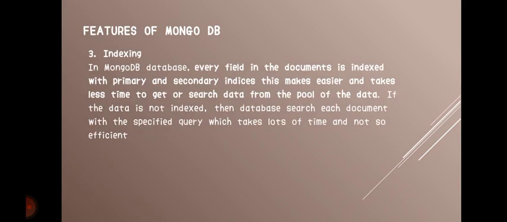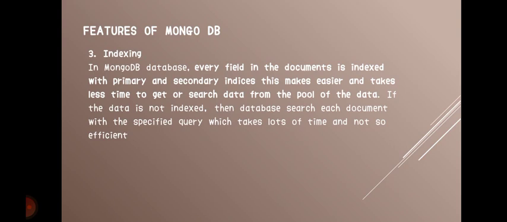Next, indexing. In MongoDB, fields in a document can be indexed with primary or secondary indices. It makes it easier and takes less time to get the searched data from a pool of data. If the data is not indexed, the database searches each document with the specific query, which takes a lot of time and is not efficient. Indexes can be created on any field for a faster search. Just like the index of a book, it helps MongoDB find the data quickly.